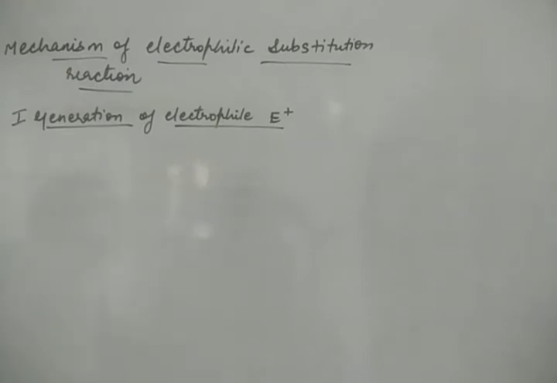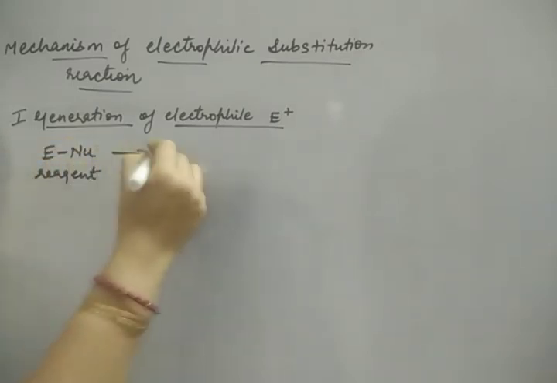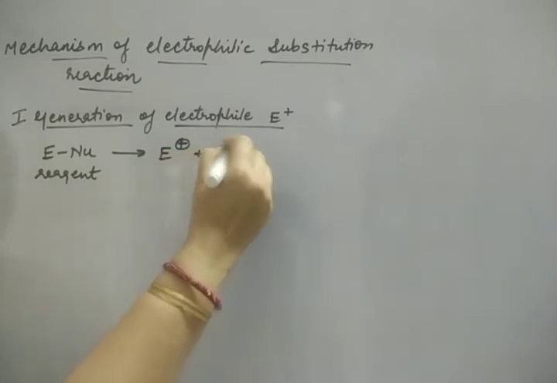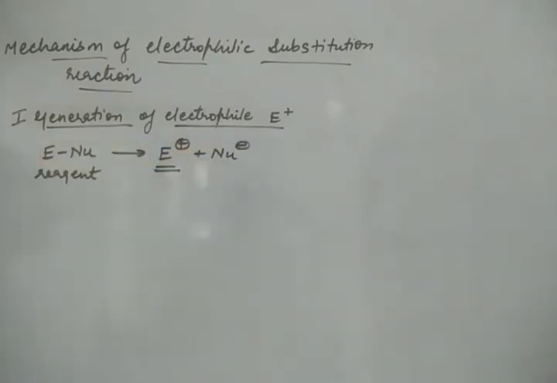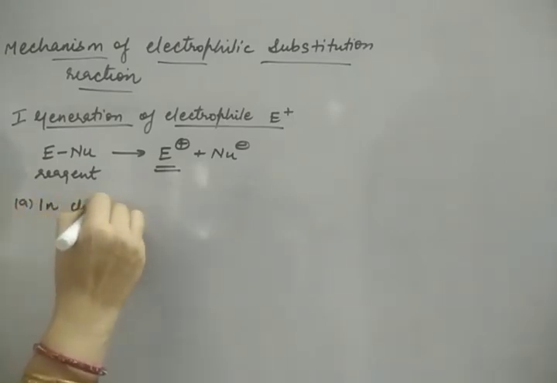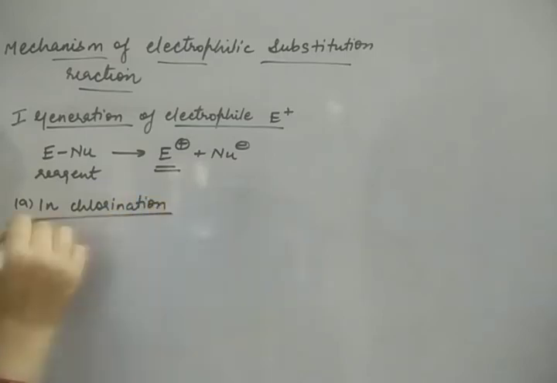The first step is generation of electrophile. Now electrophile comes from the reagent. So suppose this is my reagent. Now the reagent will break and it will dissociate into electrophile and nucleophile. So this is how your electrophile is generated and it will attack on the benzene. Now we have four types of electrophilic substitutions. So now we'll see how different electrophiles are generated. So first we are going to discuss how electrophile is generated in chlorination or halogenation.